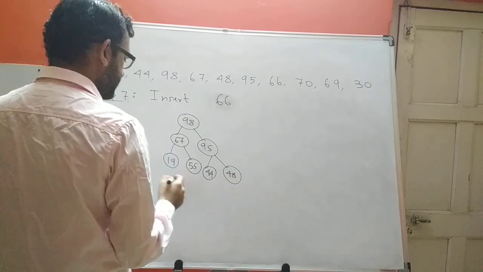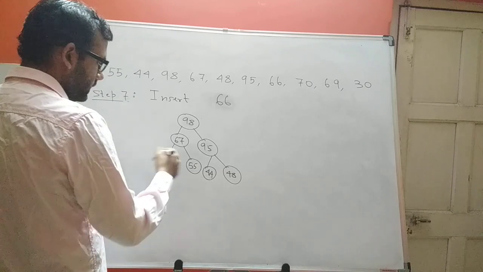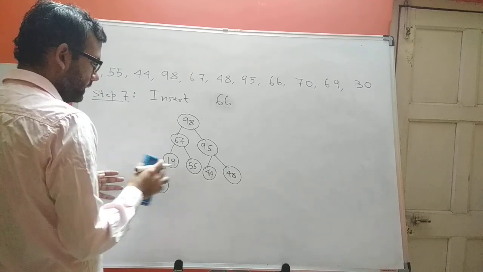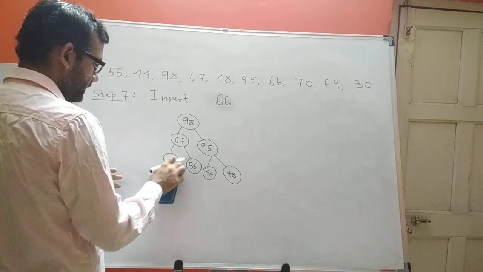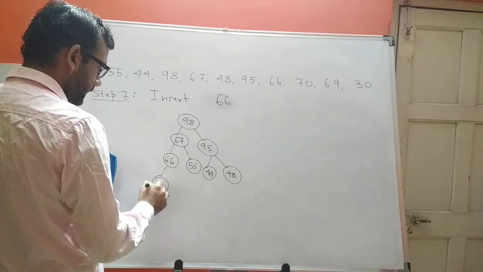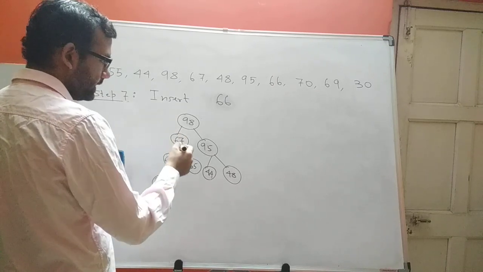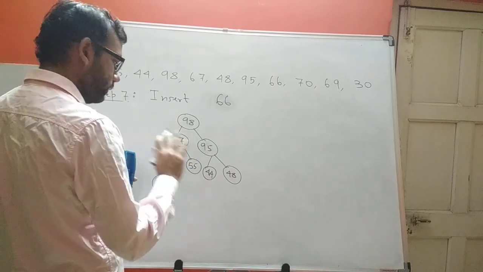Now where do I insert 66? I insert 66 here. Now I'll check with the parent. So what is the parent? The parent is 19. It is lesser than 66, so I need to swap it. So 66 comes here and 19 goes here. Now look at the parent of 66. The parent of 66 is 67, which is greater than 66, so I don't need to swap.